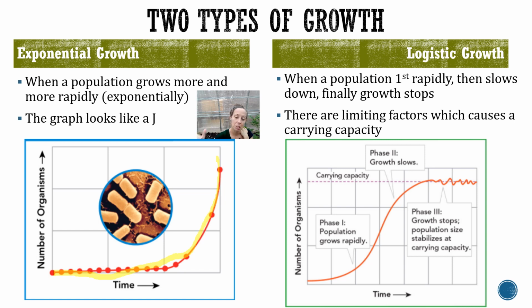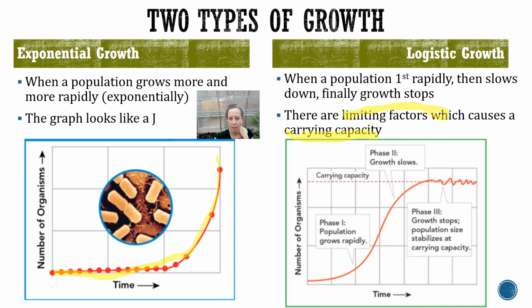Animals die and animals are born, or people die and people are born, but they're not actually growing any faster, the population size, okay? This occurs because there are limiting factors, which are going to cause a carrying capacity, okay? Here are two vocab words: limiting factors and carrying capacity.